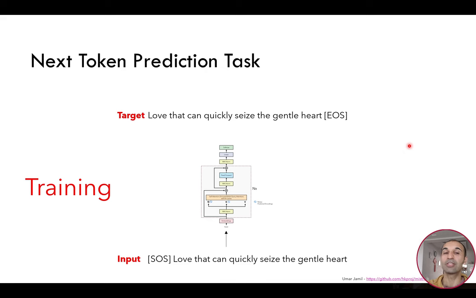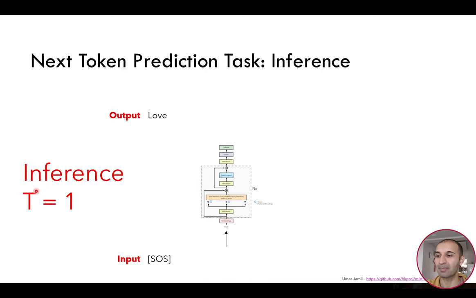When we do the inference, we do it in multiple steps. So when we do the inference at time step 1, we feed the model only the first token, so the start of sentence, and the model will produce the output love. Then we take the last token of the output, and we append it to the input, which becomes the input at time step 2. So it becomes start of sentence love, so the model will produce love that. We take the last token of the output and we append it to the input for the time step 3. And this will become the new input, which will produce love that can. Then we take the last token of the output and we append it to the input for the time step 4. So the output will become love that can quickly.